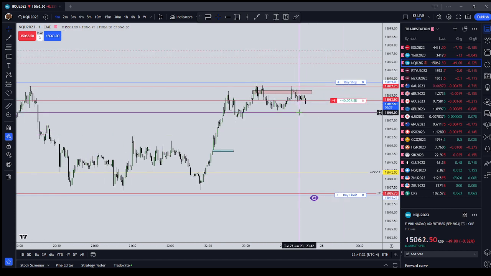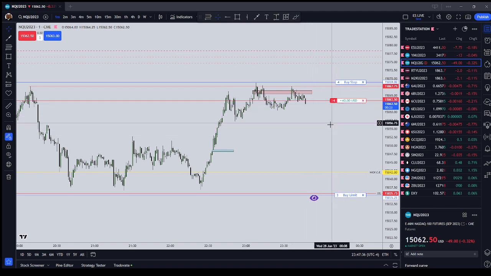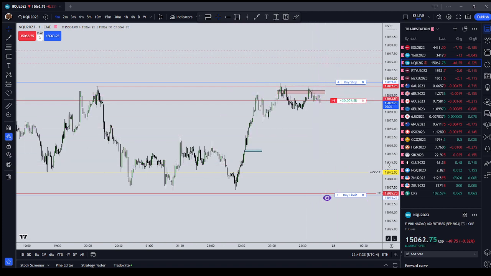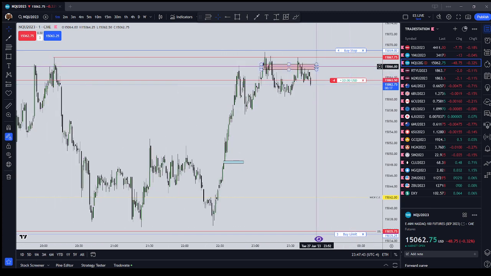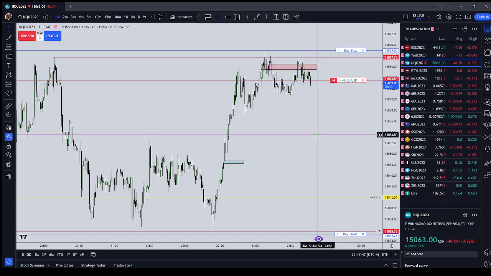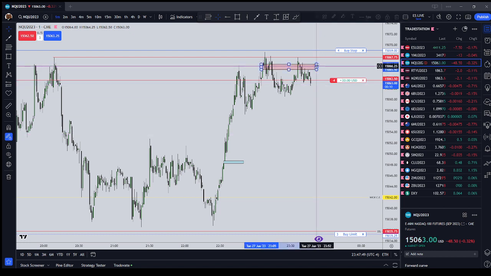Want to see this thing shoot lower. Want to see displacement? Don't want to see it come back up to the red box at this point. If it does, I want to see it continue to act as resistance. Coming up on New York midnight.